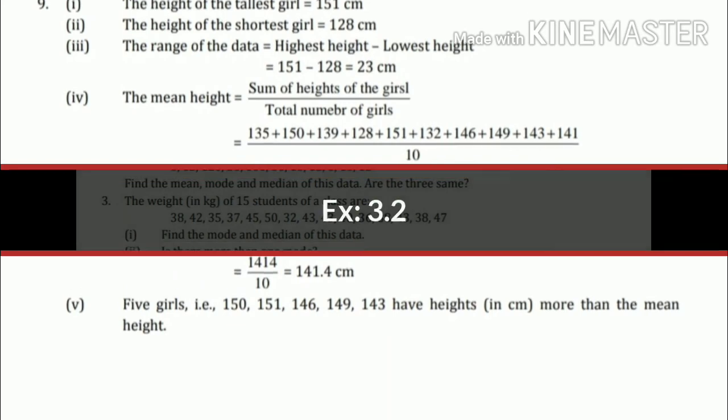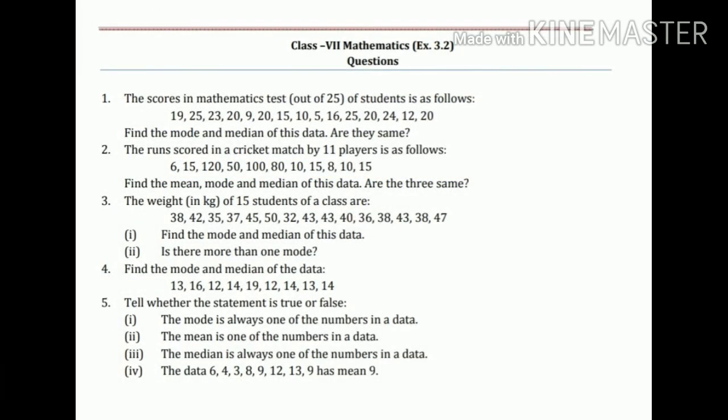Now let's move to the next exercise, that is exercise 3.2. Here you have questions related to mode and median. So I hope you remember the formulas of mode and median. Mode is the data which is repeated the highest number of times, and median is the middle value. So let us begin with the first question.